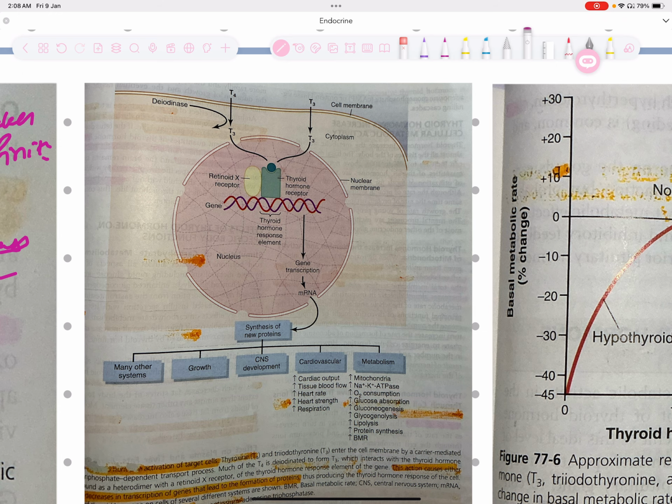So because of the changes in those proteins, the entire basal metabolic rate gets increased. And this was a genomic effect because it was directly changing the transcription with reference to the DNA.